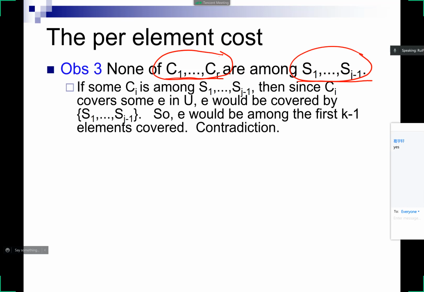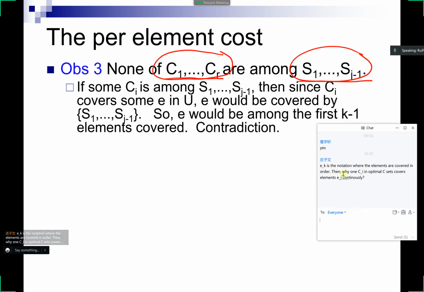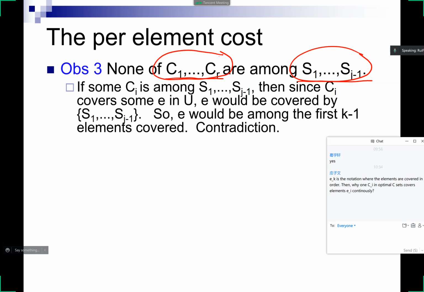Any questions about that? This one's a little bit tricky. Does that observation make sense? Let's see, what does this say? EK is a notation where the elements are covered in order. Then why does one Ci in the optimal cover elements in C? Yeah, they don't have to cover things continuously. I'm sorry, I just drew things that way because it's easier for me to draw. That's a very good question.